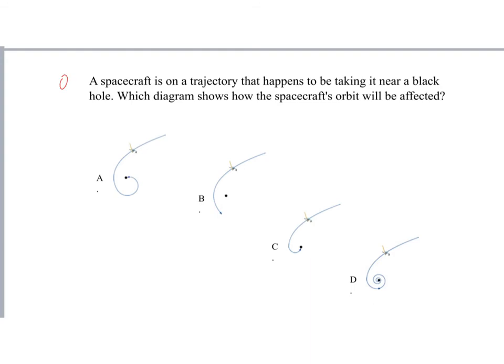So here are some, let's play some games, some questions. Here's a question. So we have a spacecraft on a trajectory that happens to be taking it near a black hole. This would be the black hole. And here are some scenarios. What do you think? Which one of these diagrams shows how the spacecraft's orbit will be affected? And the correct answer is situation B. Yes, the orbit will be curved.